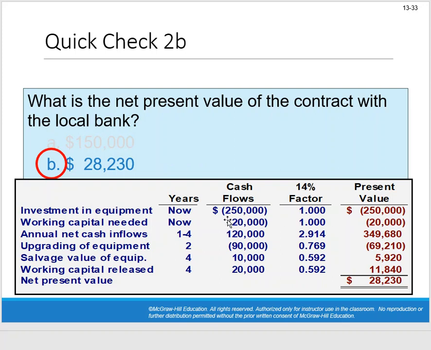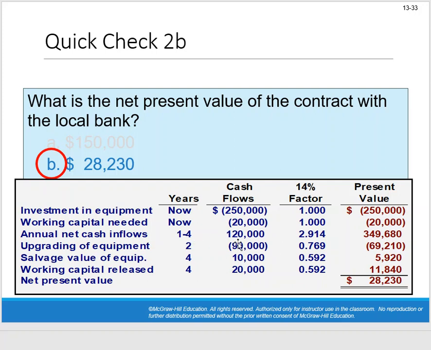So the $250,000 investment happens now, so we don't need a discount factor, it's just 1. It's in today's dollars already. Working capital is also needed now, $20,000. Again, the discount factor is 1. We don't have to discount it back. It's $20,000 today. And then we have our annual net cash inflows, $120,000 a year for 4 years.